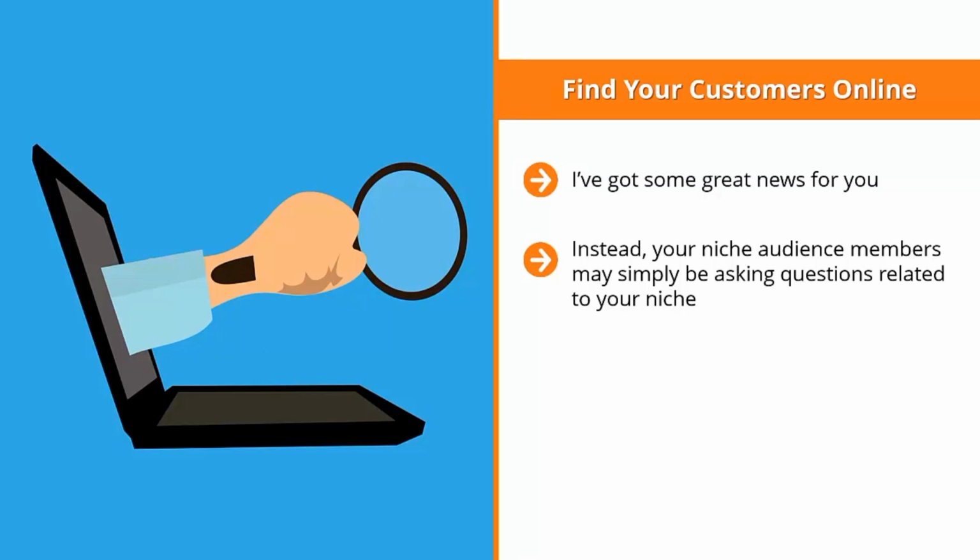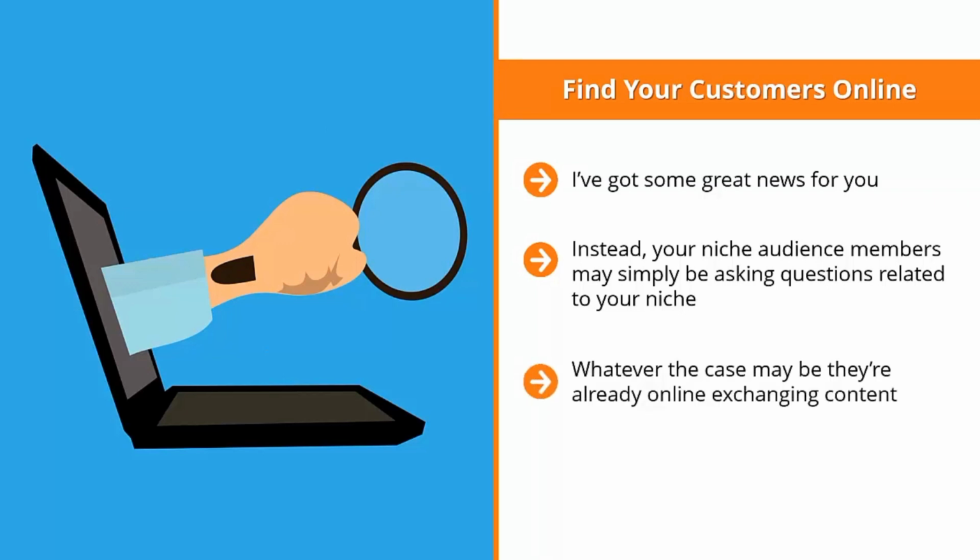Maybe they're sharing infographics or photos and videos related to your niche. Whatever the case may be, they're already online exchanging content. Your job is to find all these areas online and listen to them. That's the main key you need to do for consumer intelligence. Pay attention to the words that they're using. Pay attention to the solutions that they're already talking about. Understand the shortcomings of the solutions people are already aware of.